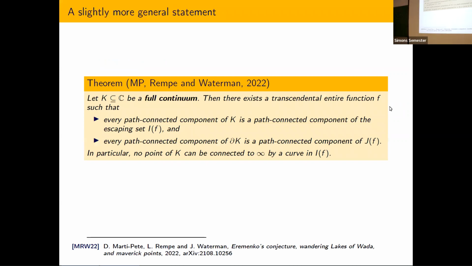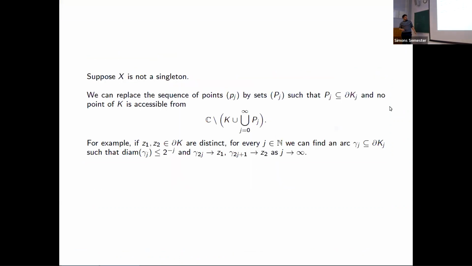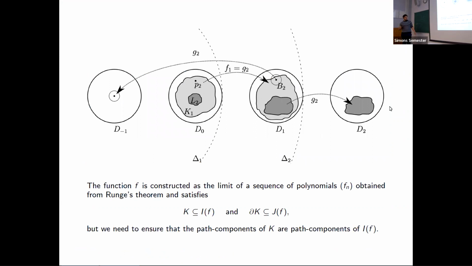In fact, what we prove is basically this: if you have a full continuum, then every path component of K is a path component of the escaping set, and every path component of the boundary of K is a path component of the Julia set. So this is about the strong Eremenko conjecture. Are there any questions before I move to the Eremenko conjecture itself? The resulting function is the limit of polynomials. So this function f is the limit of the polynomials f_n that were obtained, each of them by applying Runge's theorem to a larger and larger set.